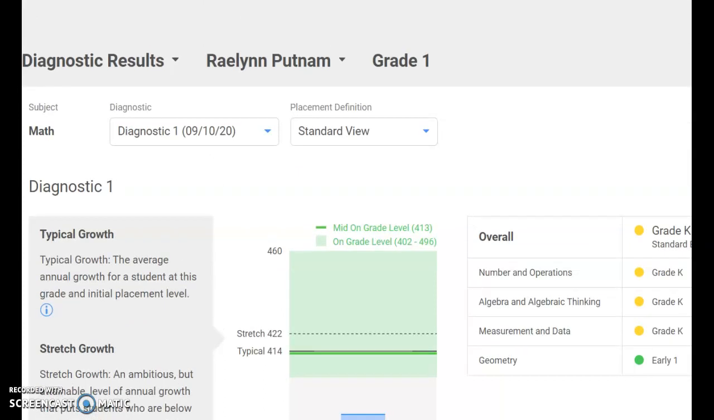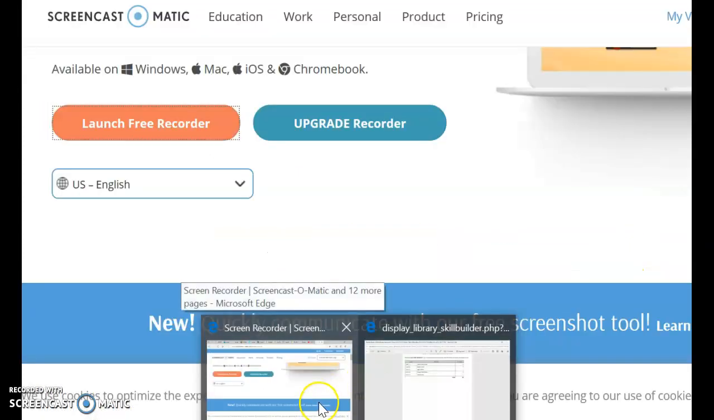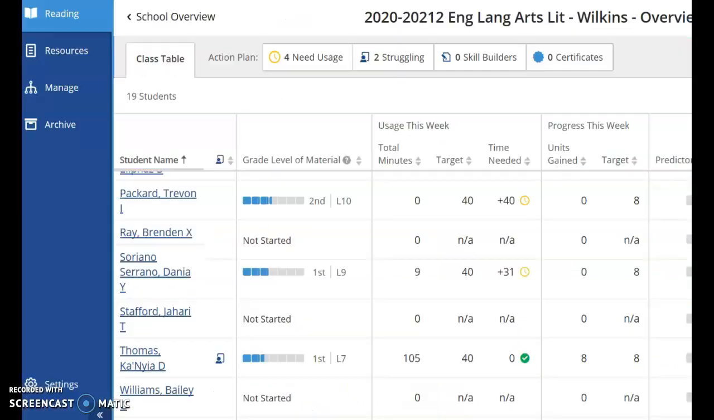Okay, so let's look at Lexia Core. If I look at Lexia Core, then you will open up your My Lexia and you'll see a screen that looks like this. And you'll see your class on there. So your class will have their levels.